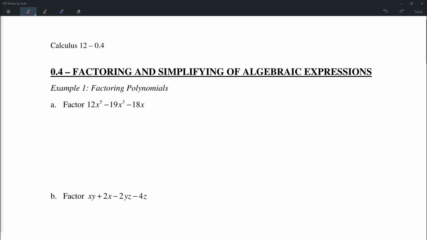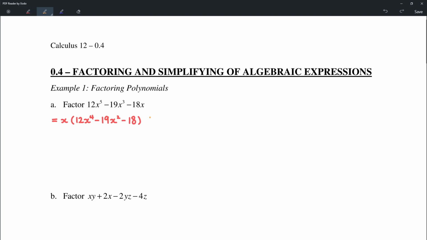So here we have example number 1a, and we can see here that each term has a factor of x. So first we will factor x and write it in front of the expression. So we have x and then in parentheses 12x to the fourth power minus 19x squared minus 18.